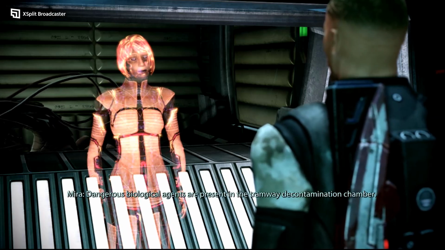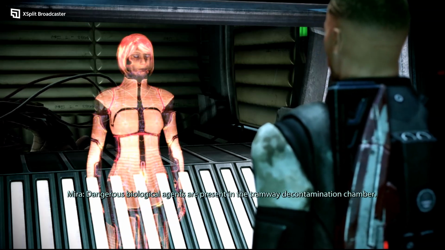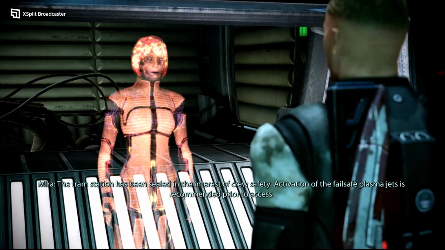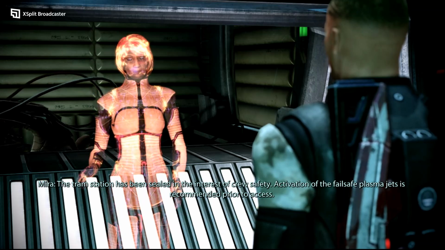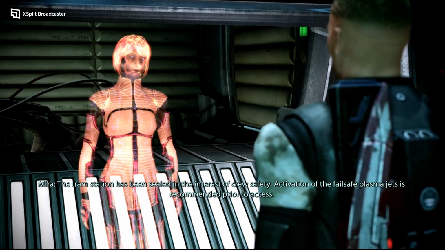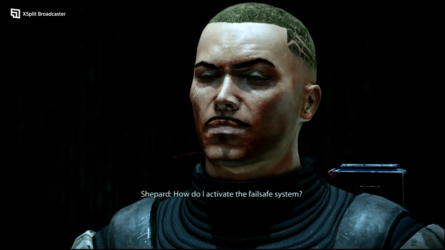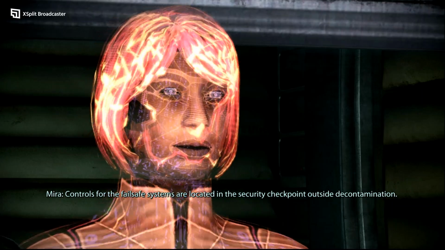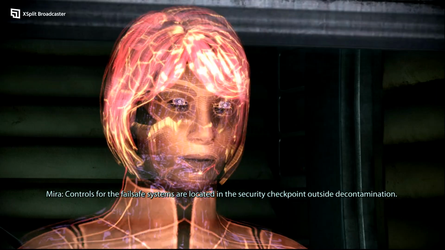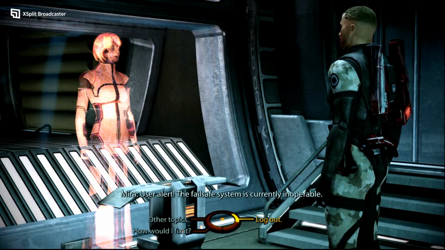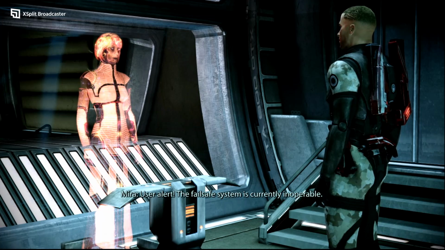What's this about loose contaminants? Dangerous biological agents are present in the tramway decontamination chamber. The tram station has been sealed in the interest of crew safety. Activation of the fail-safe plasma jets is recommended prior to access. How do I activate the failsafe system? Controls for the fail-safe systems are located in the security checkpoint outside decontamination. User alert. The fail-safe system is currently inoperable.